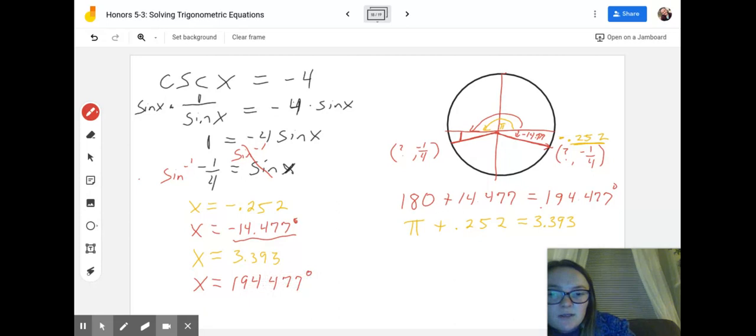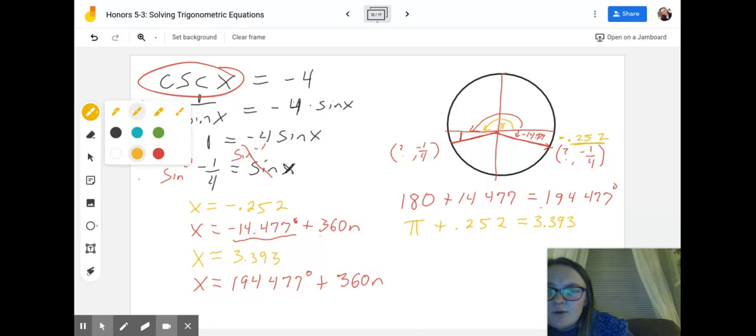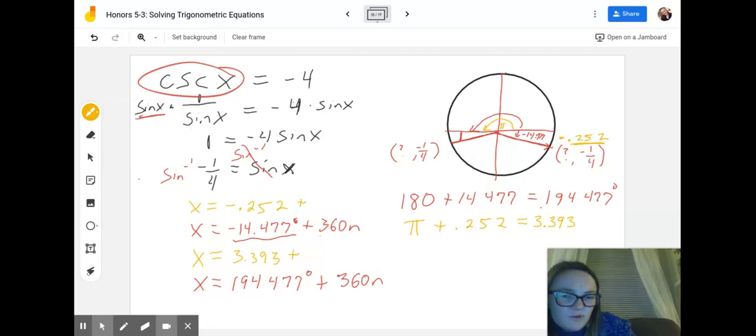And my x value in degrees is going to be 194.477. If I want to write these generically, I'm just going to add the period. Well, the period of cosecant, or the period of sine, is 2 pi. So I'm going to say 2 pi is the same thing as 360, so I'll say plus 360n. And once again, on a test or quiz, you're not going to have to write both. I would probably prefer that you write it in radians because AP Calculus is usually in radians. So this first one we're going to say plus 2 pi n, and this one we'll say plus 2 pi n.